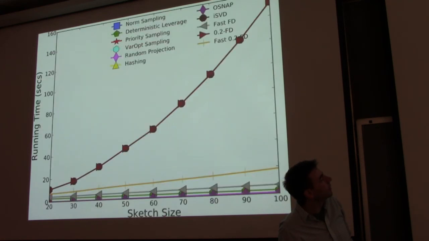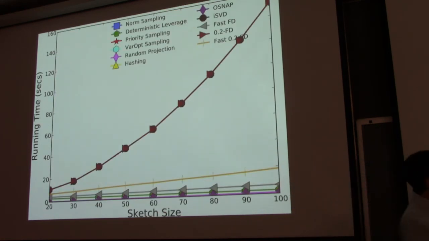And this is the speed. An issue is that these frequent directions based ones are a bit slower. The yellow one and the gray one use 2L rows instead of L rows. These are using only L rows, so every step you need to call an SVD. You can see these are running significantly slower. It scales quadratically with the number of rows that you keep, where these scale linearly with the number of rows.